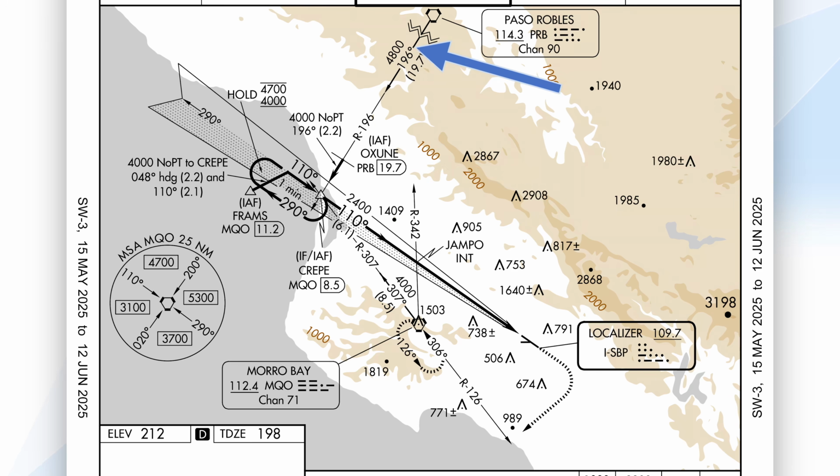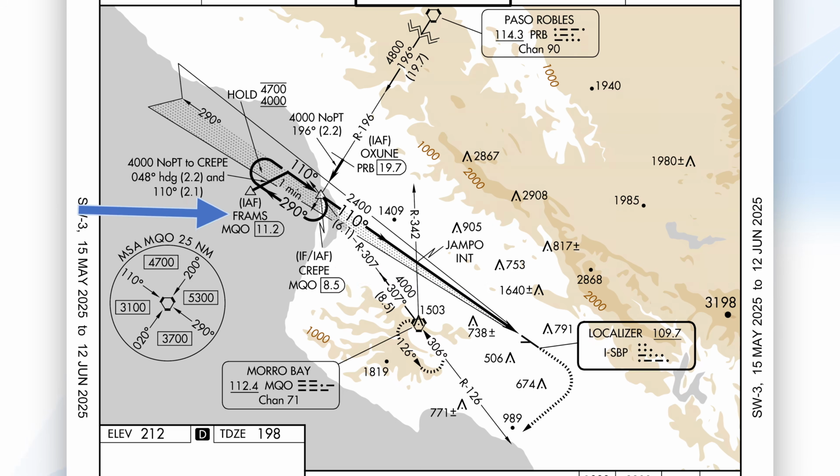There's a feeder route from the Paso Robles FORTAC that takes us to the Oxun initial approach fix, and that initial approach segment is labeled no PT, so we wouldn't have to fly the hold and low procedure turn. If we start the procedure at Crete, then we would be required to fly the hold and low procedure turn unless we are cleared straight in.